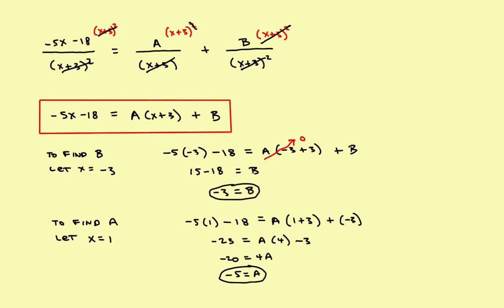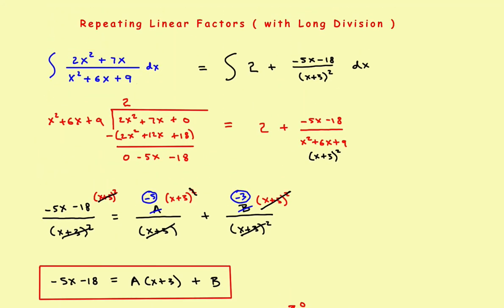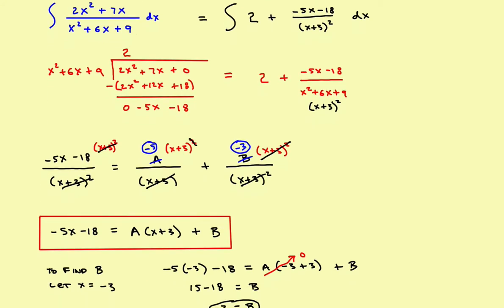And what that will do, we'll go back up here, and I think I'll put them right here, is A, you now know, is equal to negative 5, and B is equal to negative 3. So you can break this fraction down into these two: negative 5 over x plus 3 and negative 3 over x plus 3 squared. So now what we'll do is go back up to the beginning, and we're just going to replace this with its expanded form where we've decomposed it into partial fractions. So what that would look like, let's go ahead and scoot on back down here.